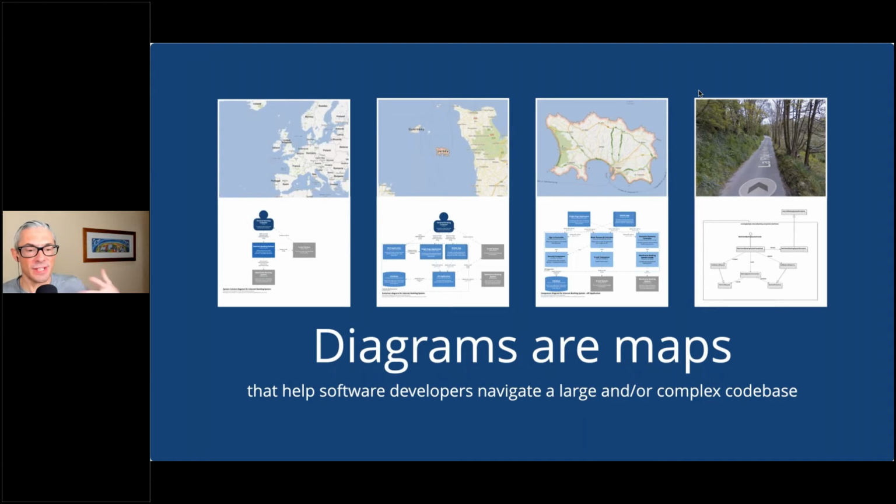And the software architecture diagrams, the C4 diagrams, are kind of the same thing. We want different levels of diagrams at different levels of zoom, at different levels of detail, at different levels of abstraction that allow us to tell different stories to different audiences. That's the thing I'm going for here. The other way to think about this is the diagrams are essentially a set of maps that help software developers navigate large and complicated code bases.